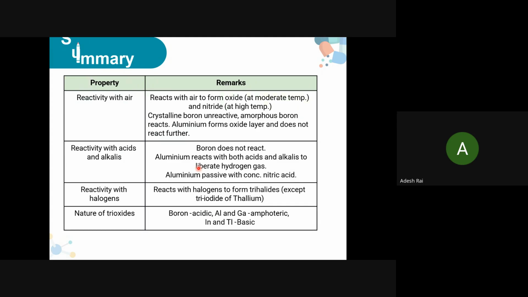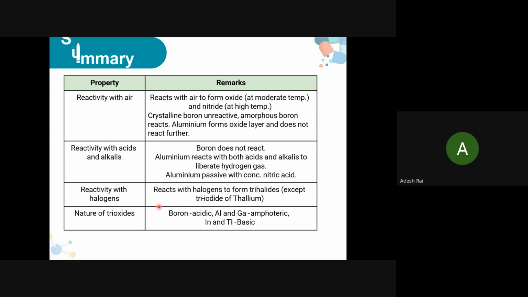What is the reaction? They form a protective layer. They form a passive protective layer, right? Do you remember this or not? For aluminum and gallium, we have written that when they are treated with nitric acid, they develop a film on the surface. They develop a layer or film on the surface.